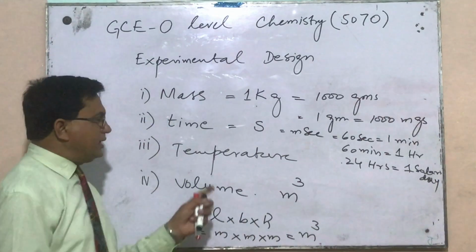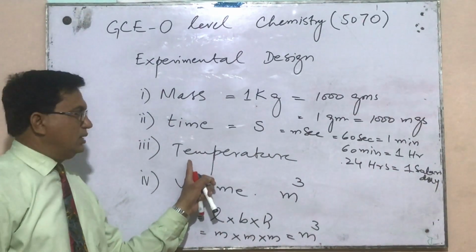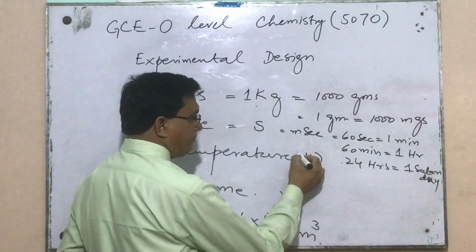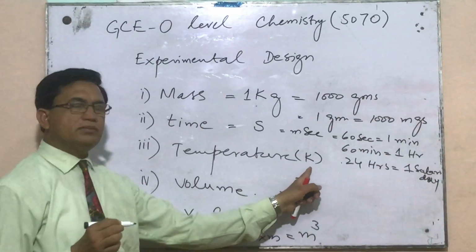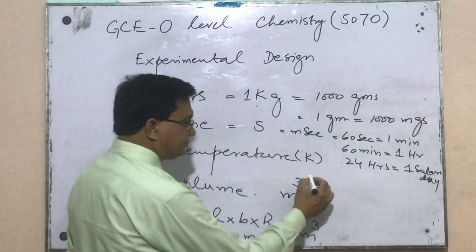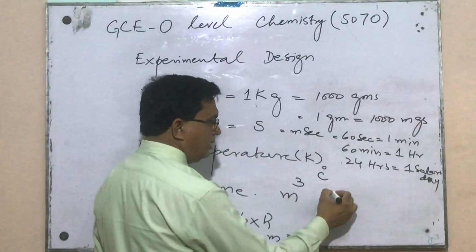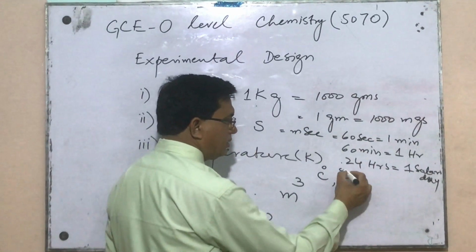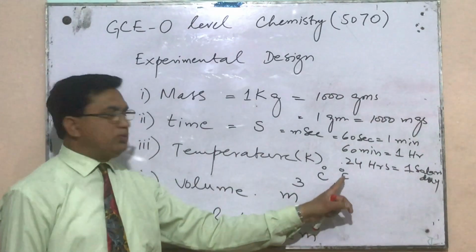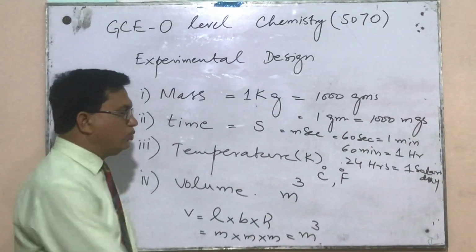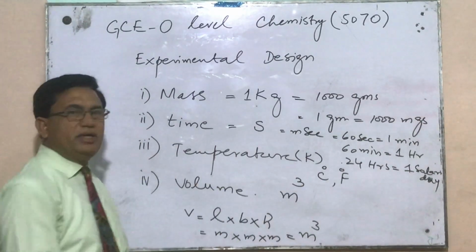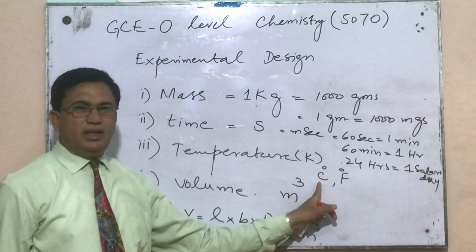Now next is temperature. The unit of temperature is Kelvin. There are two other temperature units used. Those are centigrade and Fahrenheit. Both of these are measured directly from a thermometer. That's why the degree sign is used for both of these temperatures. But the Kelvin temperature is derived from the centigrade.